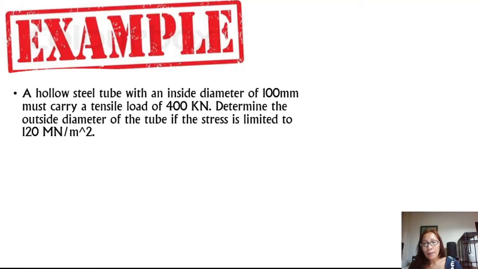So now let's have an example. Our example is a hollow steel tube with an inside diameter of 100 mm that must carry a tensile load of 400 kN. Determine the outside diameter of the tube if the stress is limited to 120 MN/m².